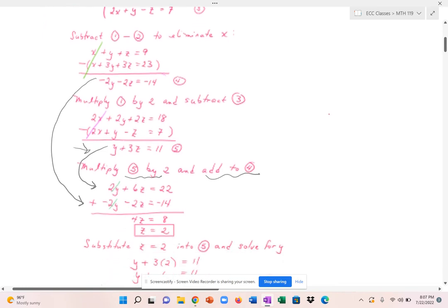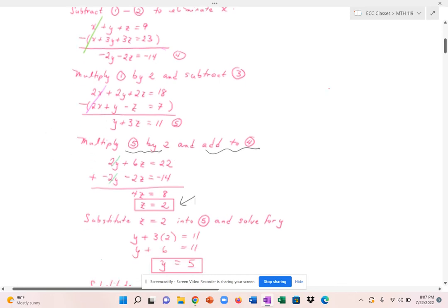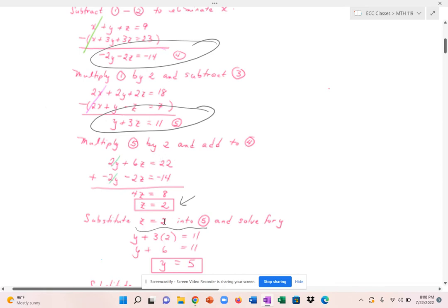So when I add those two equations, the y's will cancel. And when I combine the z's, 6z minus 2z is 4z, 22 minus 14 is 8. So now I'm in a position where I can solve for z, and I get z is equal to 2. Once you get one answer, then the rest you can find very quickly. Now I'm going to plug in z equal to 2 into either equation 4 or 5. And what that will allow me to do is then solve for y. So I decided to plug it into equation 5. You could have easily picked equation 4 and gotten the same answer.